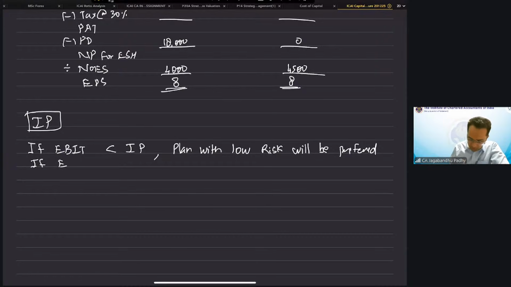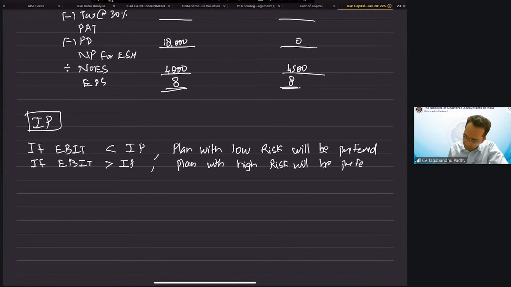And if your EBIT is greater than indifference point, then we can say plan with high risk will be preferred. So if your EBIT is less than indifference point, plan with low risk will be preferred. And if EBIT is greater than indifference point, plan with a high risk will be preferred.